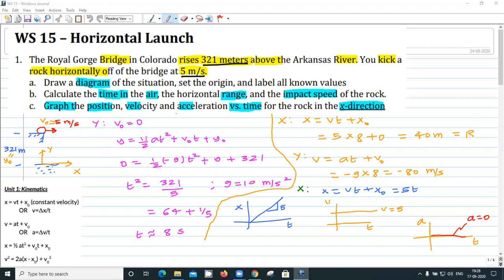So V naught is 0, and Y is this one. When it reaches the ground, this thing will go like this, right? Are you following my pointer? Finally it will hit the river, or wherever the ground is. When it reaches the ground or the river, what is the value of Y? It's 0, because the origin of Y is at the river level or the ground level. So finally Y is 0.